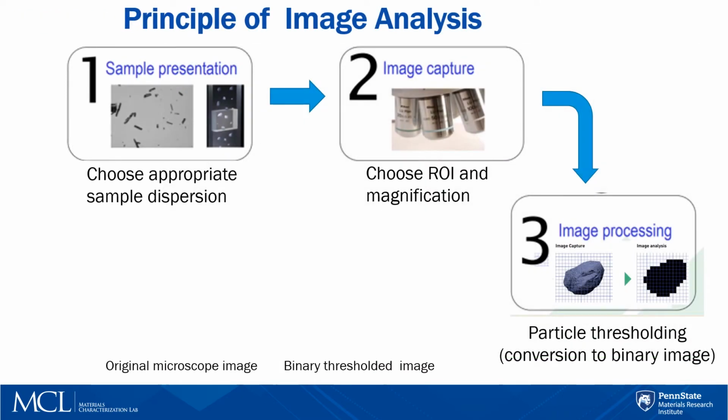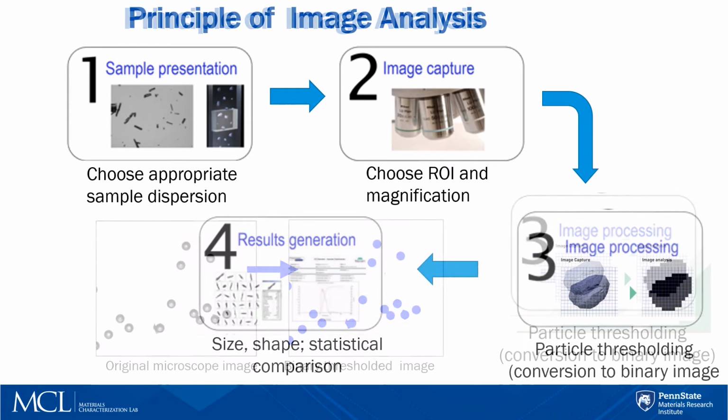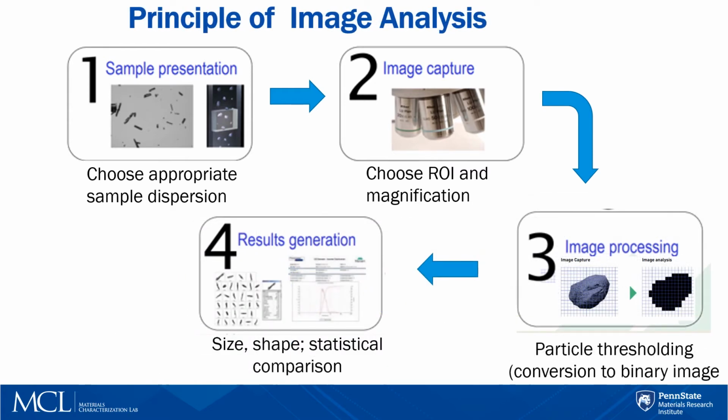Step 3 is image processing, or image thresholding. Image thresholding is a partitioning of the image into foreground and background. This image analysis technique isolates particles from the background by converting grayscale images into binary images. And the final, fourth step is results generation.